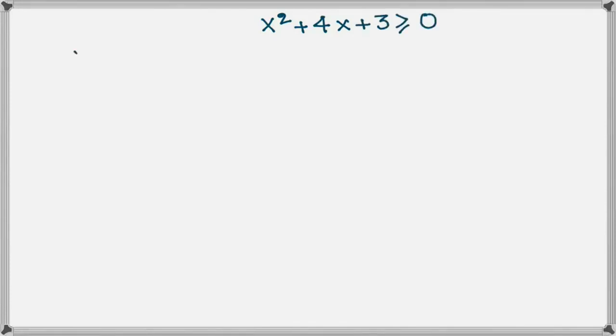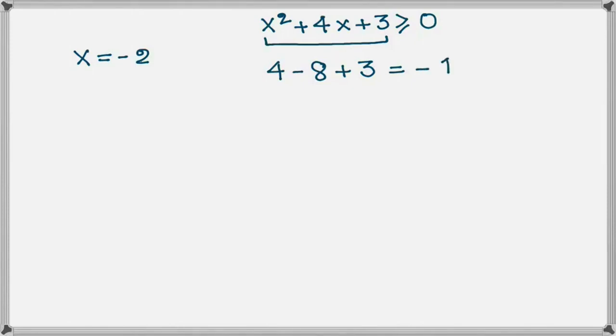First we substitute the value x is equal to minus 2 in the quadratic polynomial x square plus 4x plus 3, and we get that 4 minus 8 plus 3, this is equal to minus 1, which is strictly less than 0. Therefore for this value of x, that is x equals to minus 2, the condition is not satisfied. Therefore x equals to minus 2 is not possible.